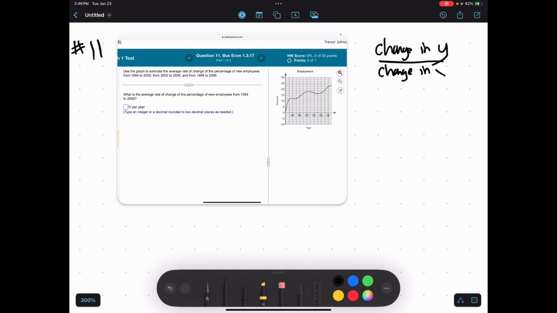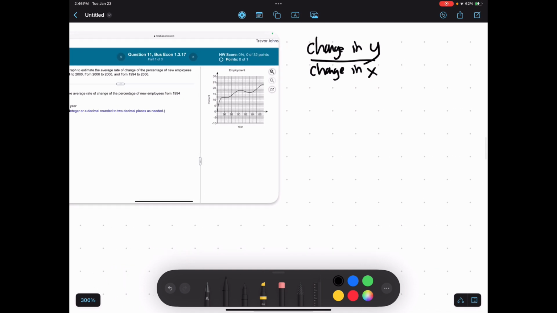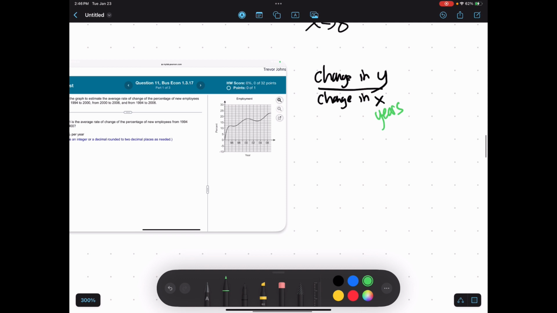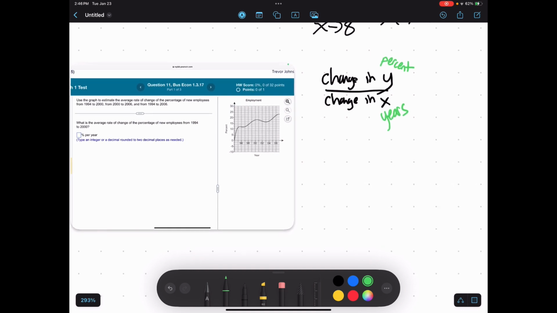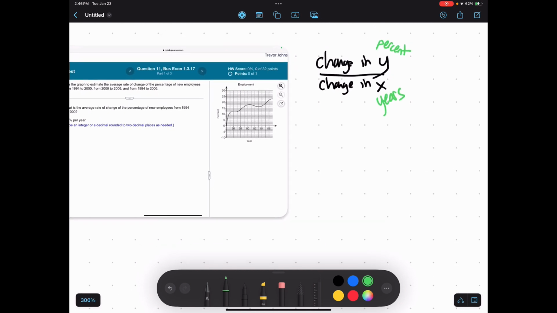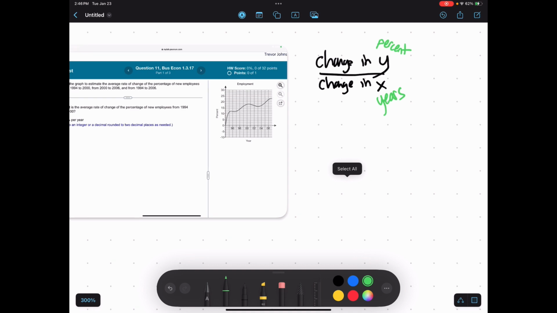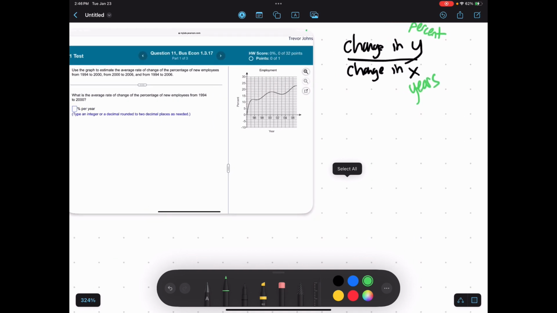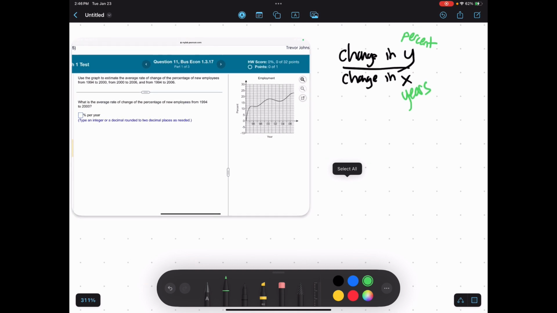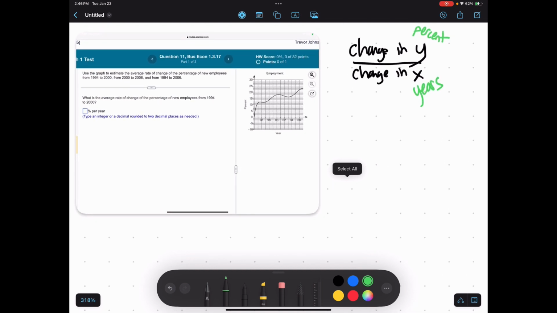over change in X. Well, in our case, what is X? Okay, X in our case is years. How many years has it been? And then change in Y, in our case, is the percents. Okay, right? Because we're measuring the percentage of new employees. Okay, so it gives me the X values. It gives me the years. How do I figure out the percentage? I use the graph. Okay, so let's look closely.